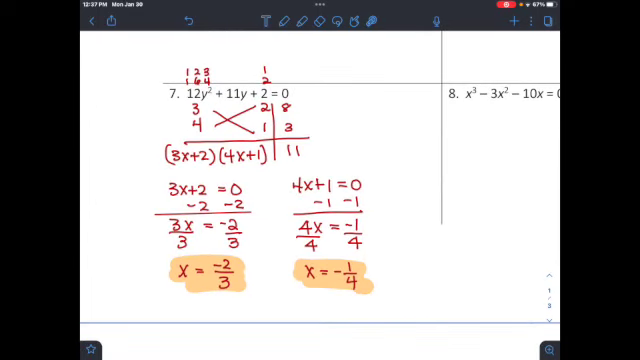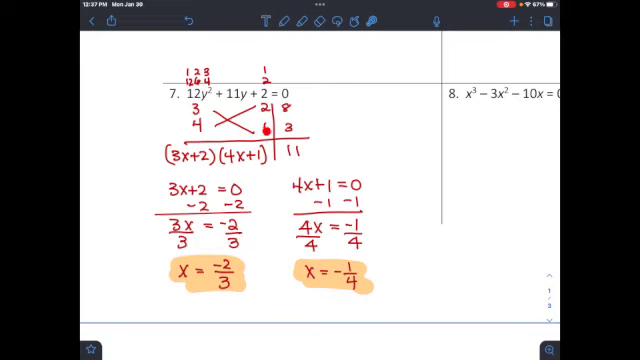For number 7, the answer is x equals negative 2/3 and x equals negative 1/4. So as with the previous problem from before, what I did is I take the 12 and factor it: 1 and 12, and then 2 and 6, and 3 and 4. That gives me the 12. And then I have 1 and 2 for the 2. So what I have is I line up my 12 as 3 and 4 and 2 and 1.